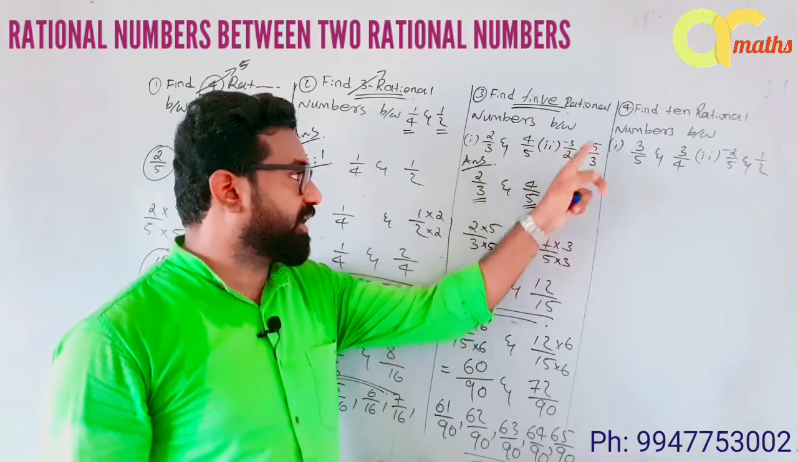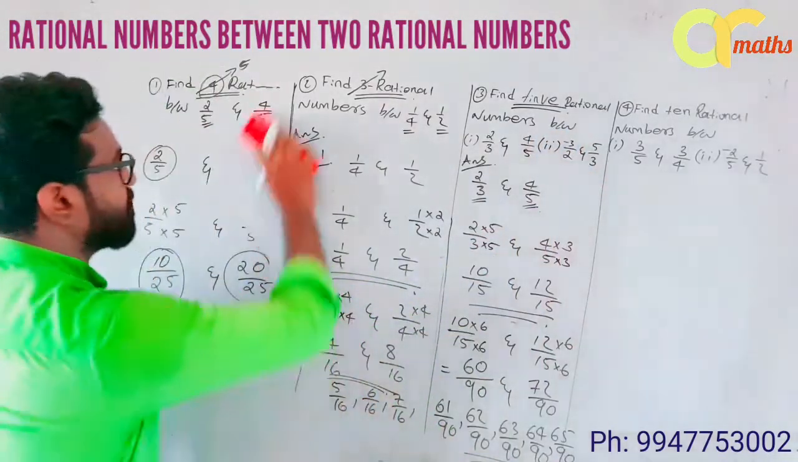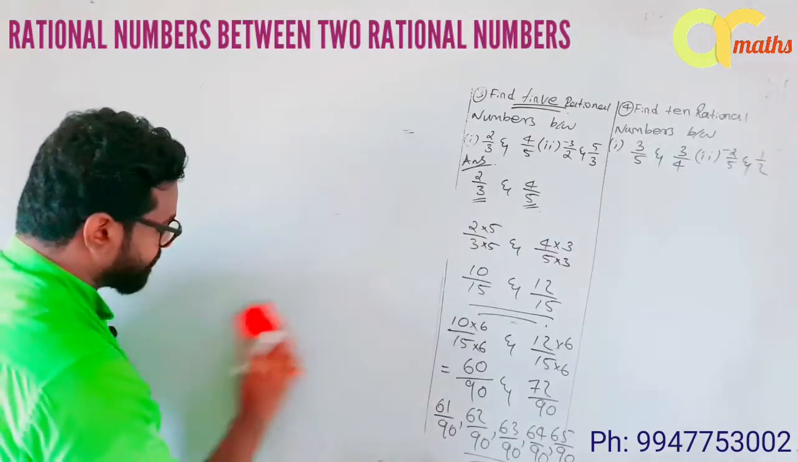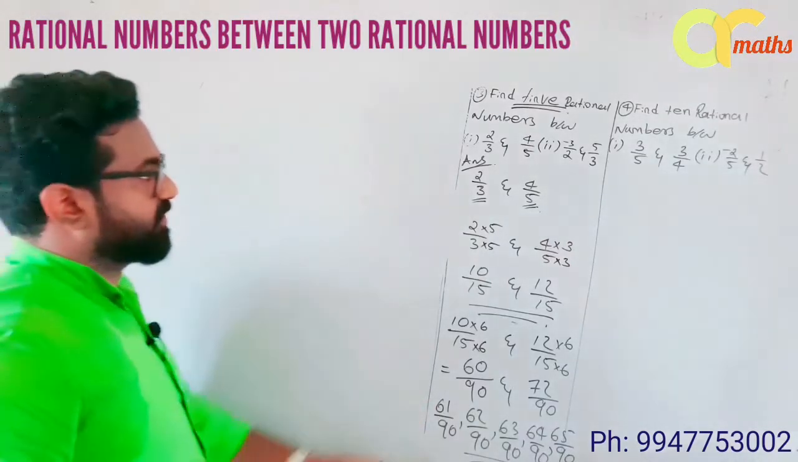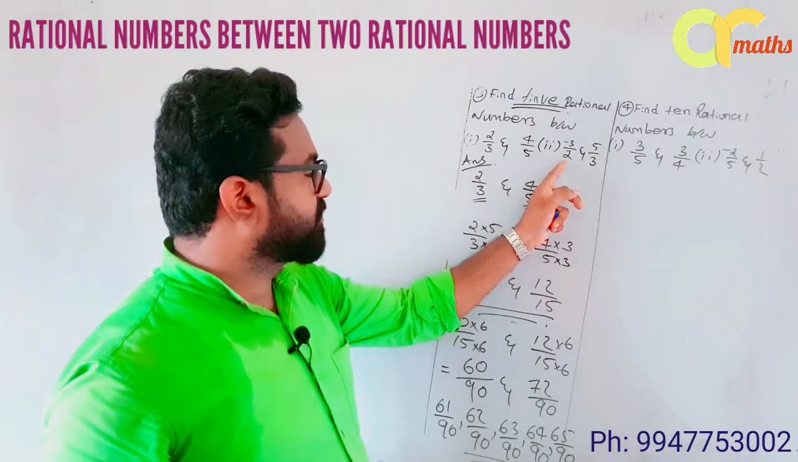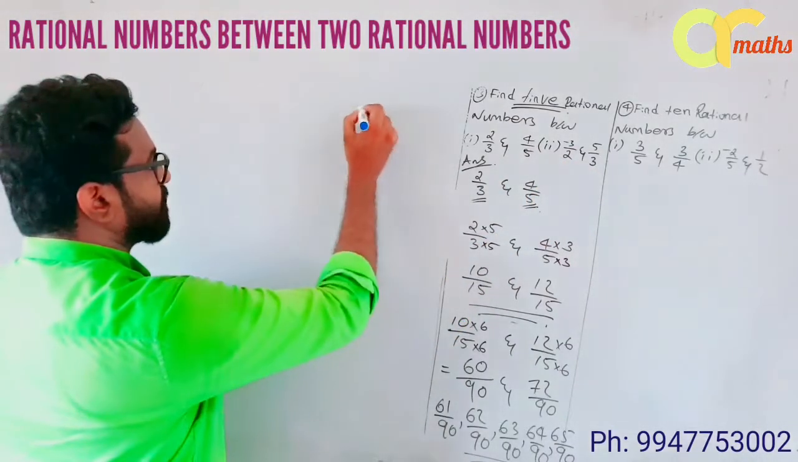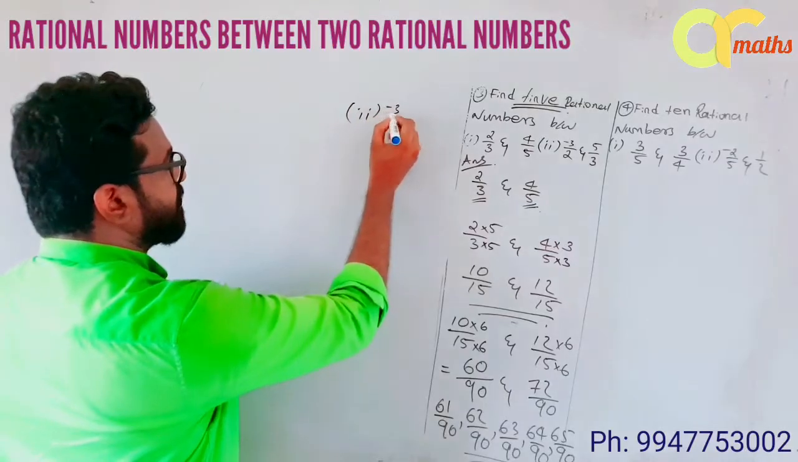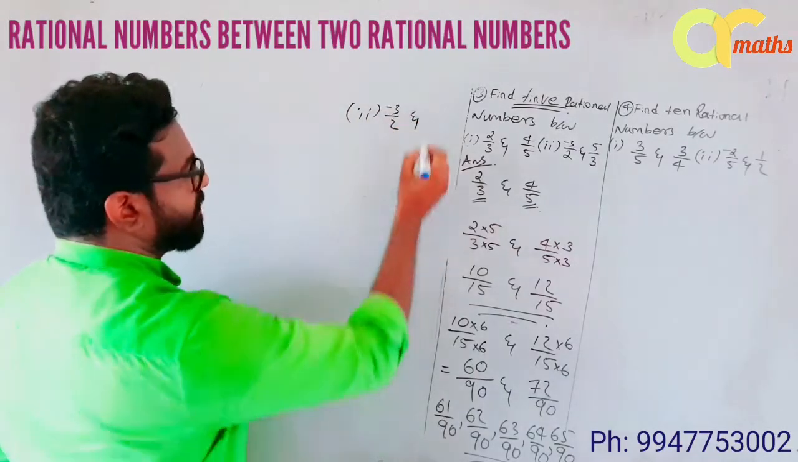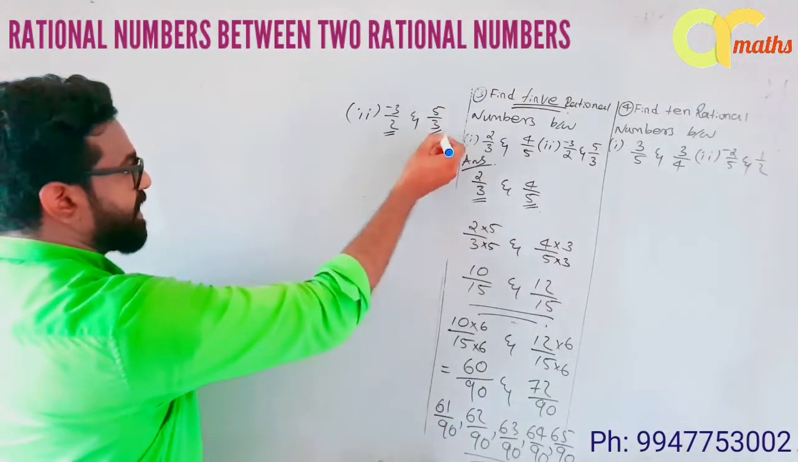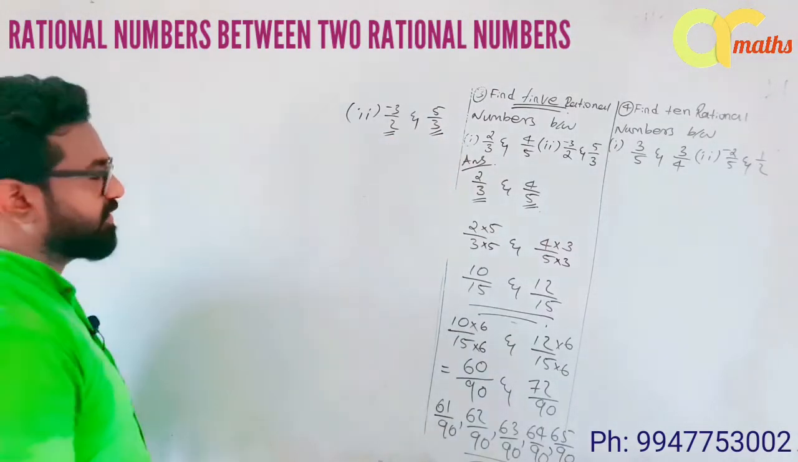Minus 3 by 2 and 5 by 3. So here, is the denominator the same? No. Here the denominator is 2, and here the denominator is 3. So second question: minus 3 by 2 and 5 by 3. What is our first step? Make the denominators the same.